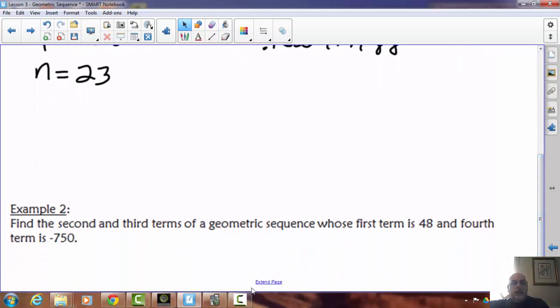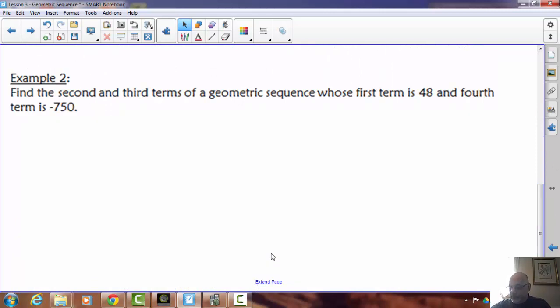Let's take a look at example number 2. We want to find the second and third terms of this geometric sequence. The first term is 48 and the fourth term is 750. So what we're looking at is something like this. Well, not like that. I have to erase that. Okay.